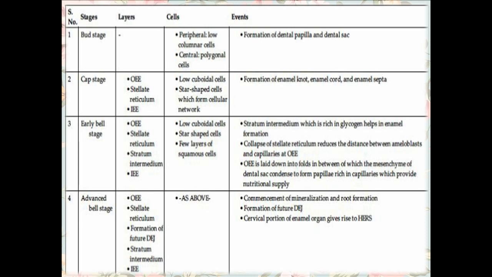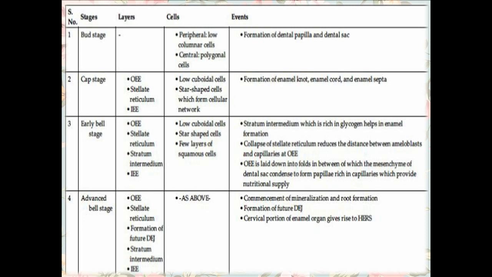Cap stage includes 3 different layers: outer enamel epithelium, stellate reticulum and inner enamel epithelium. Outer enamel epithelium cells are low cuboidal in shape. Stellate reticulum are star-shaped cells which form a cellular network, and inner enamel epithelium are tall columnar cells. In the cap stage, we see formation of four temporary structures, that is, the enamel knot, enamel cord, enamel septa, and enamel navel.